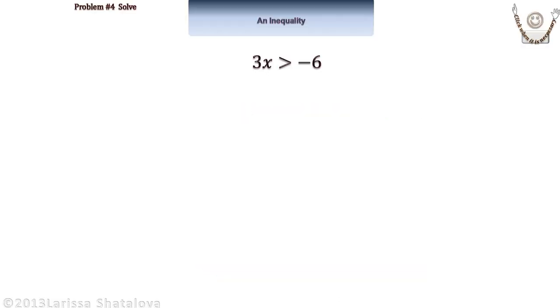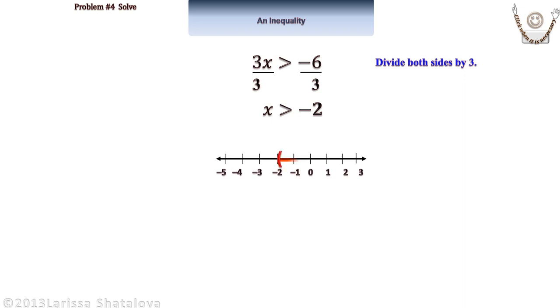Next example. Positive 3x is greater than negative 6. We are looking for positive 1x, so we have to divide by 3, as we would do if we had to solve an equation. Let's divide by positive 3, so we don't need to flip the symbol of the inequality. So x would be greater than negative 2, because negative 6 divided by positive 3 is negative 2. Now we have to show on the real number line all numbers which are greater than negative 2 and less than positive infinity would be solutions.